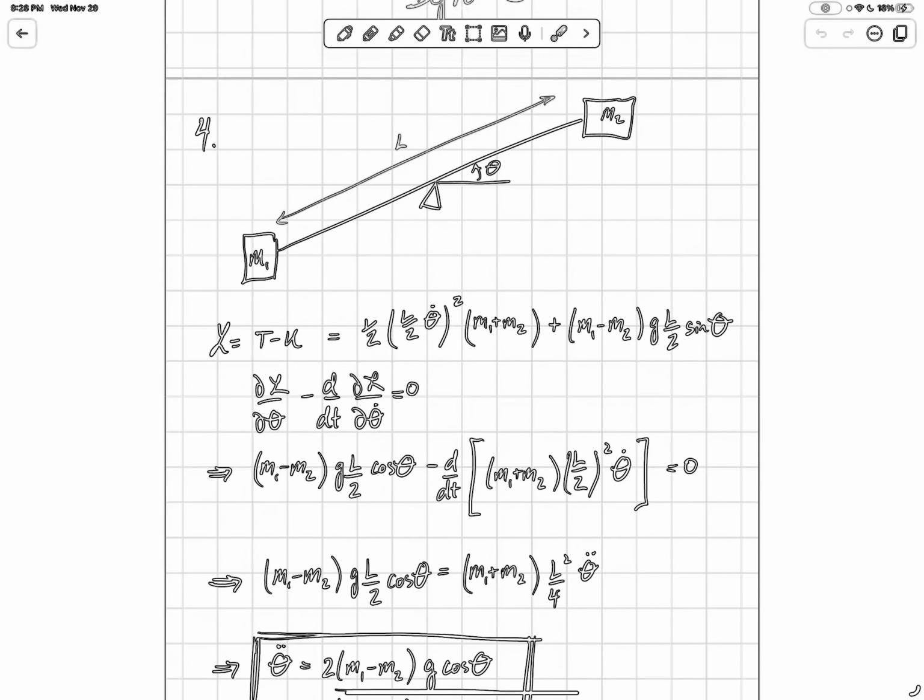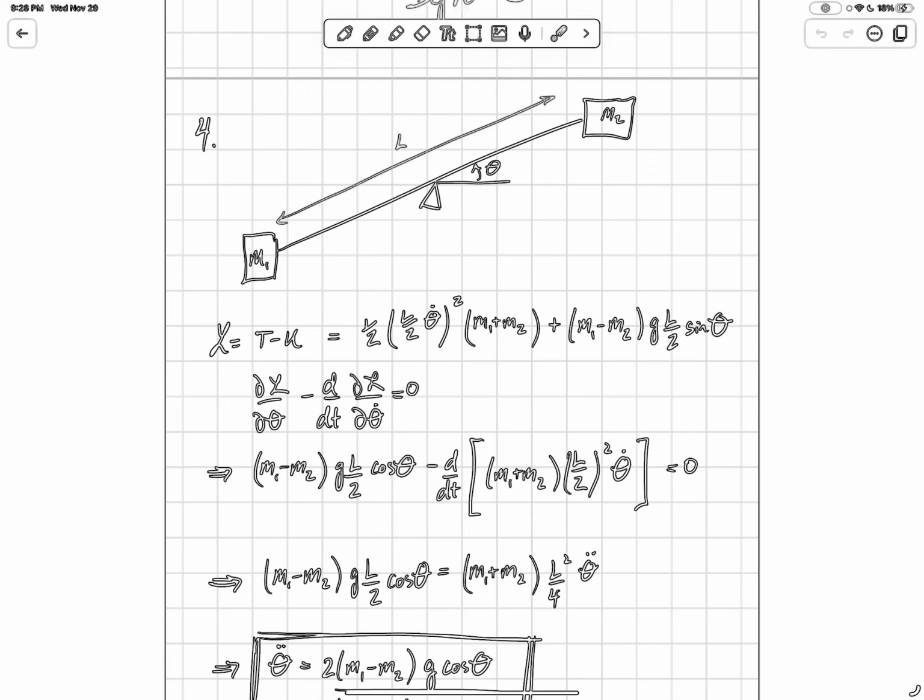Here is the solution for problem 4. So problem 4 is a seesaw with a fulcrum in the middle. There's two masses at each end, m1 and m2. And the Lagrangian is given by the kinetic energy, total kinetic energy, which is 1/2 m times the velocity squared of each one.